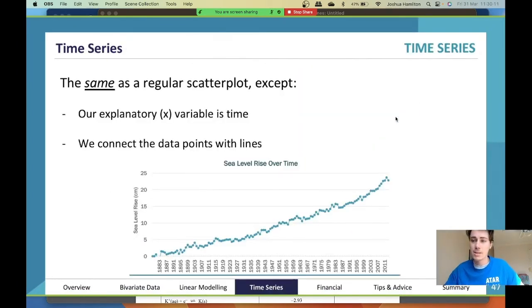Let's move on to time series. We're going to try and get through this in about 9 minutes, so that we're at an hour when we finish this, and we can jump on to the next topic.